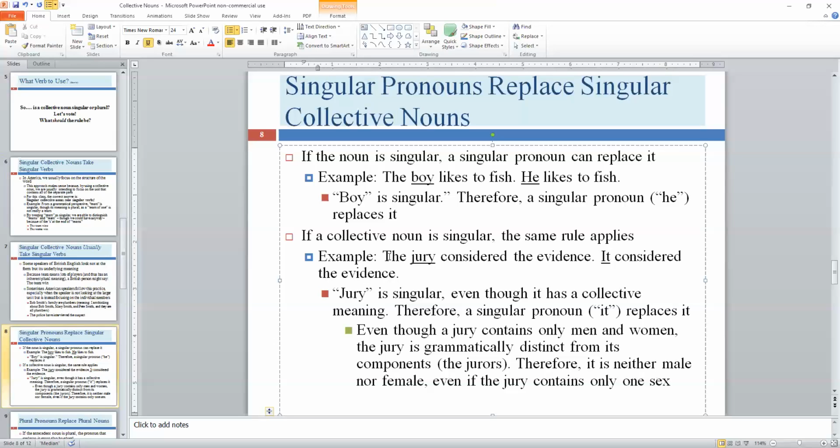So for this reason, while we might get away with saying the jury consider the evidence, they consider the evidence, in spoken English, that's probably okay. In written English, that is not going to fly. That is not going to leave a good impression on your reader. It also creates the possibility of confusion because they, who's they? You have jury there.